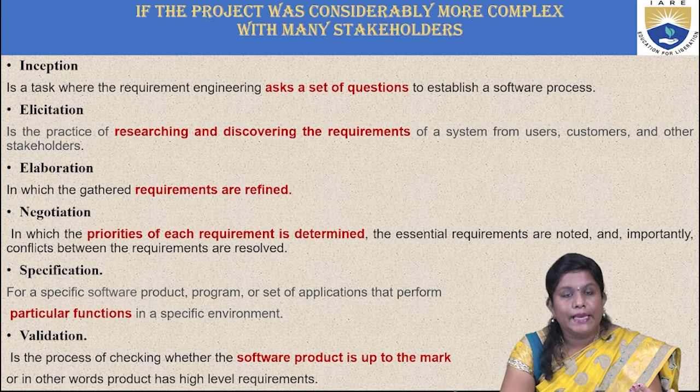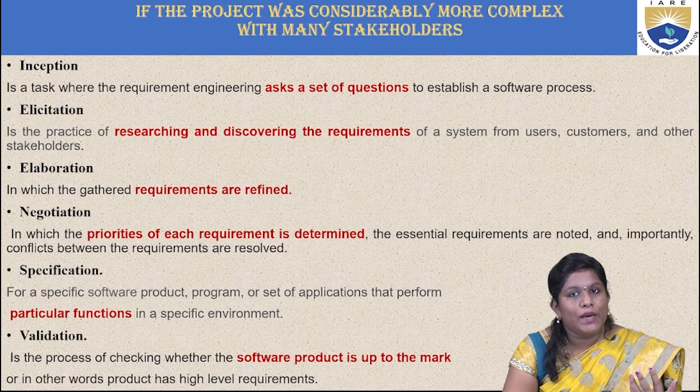The third category is the elaboration. So what have you done in the elicitation phase? You have taken the inputs from the user, from his set of questions. You have done some research and discovered some requirements. You are trying to organize them properly in a refined manner. That is done in the third phase, the elaboration.